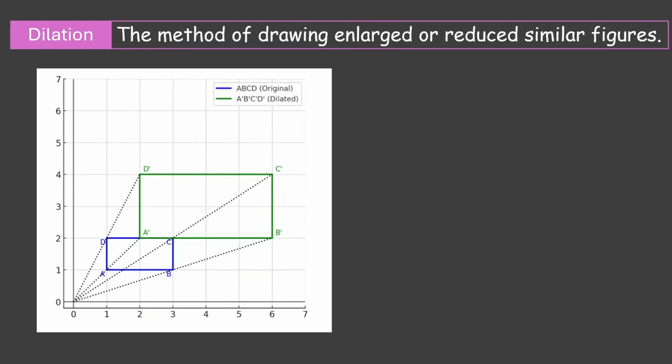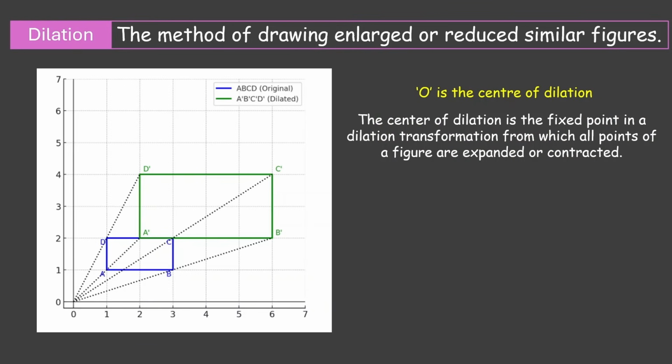For example, over here we have original rectangle ABCD in blue color, and then we have an enlarged one in green color. Here, origin is the center of dilation. The center of dilation is the fixed point in a transformation from which all the points of the figure are expanded or contracted. If you look over here, AB is 2 units and A dash B dash is 4 units.